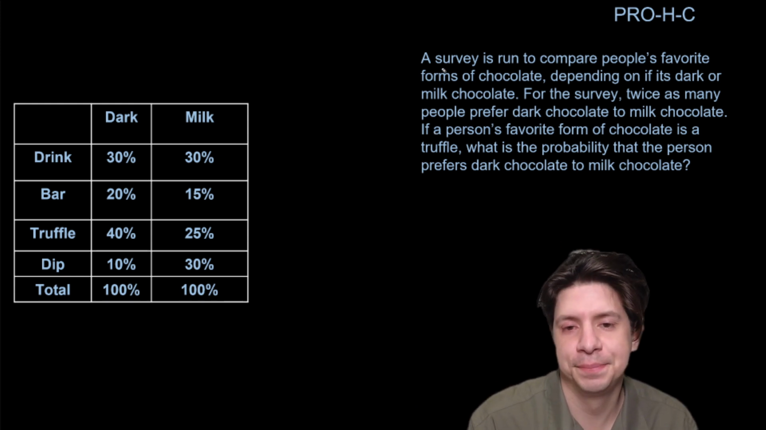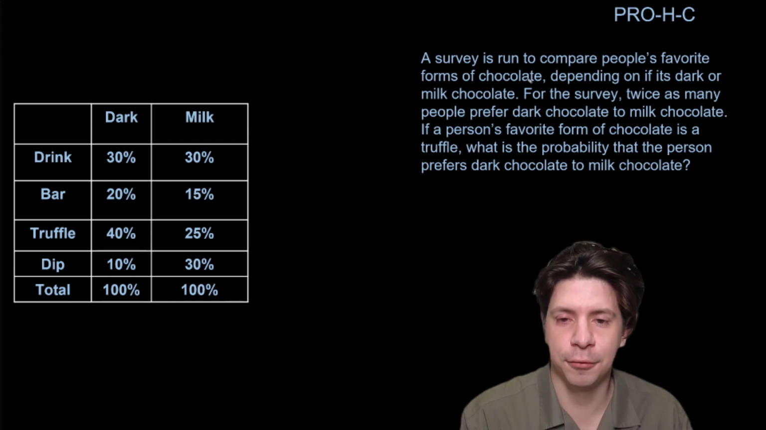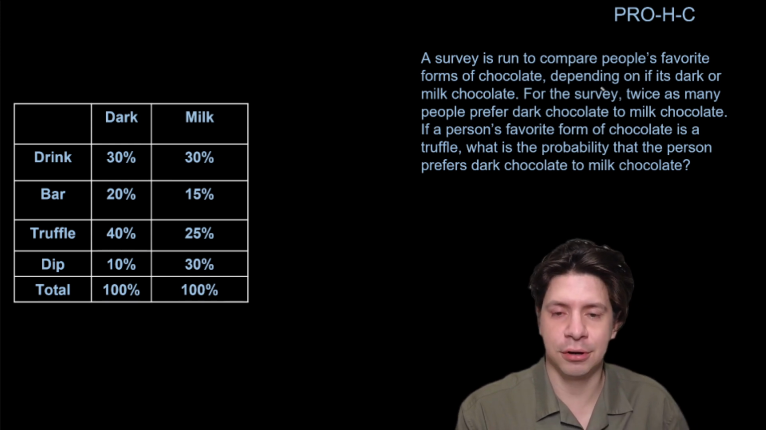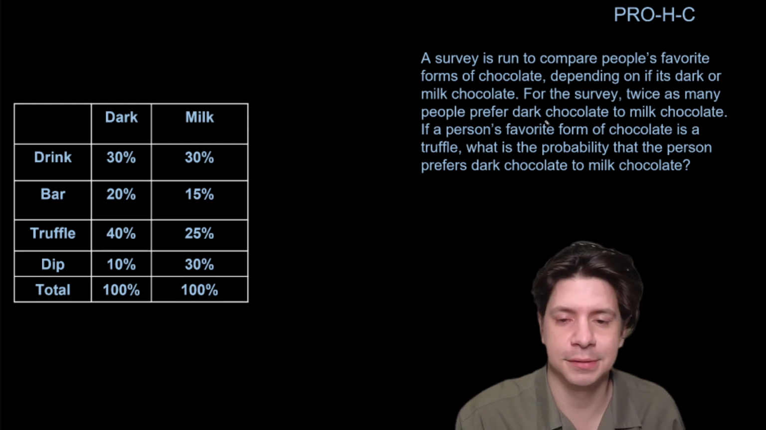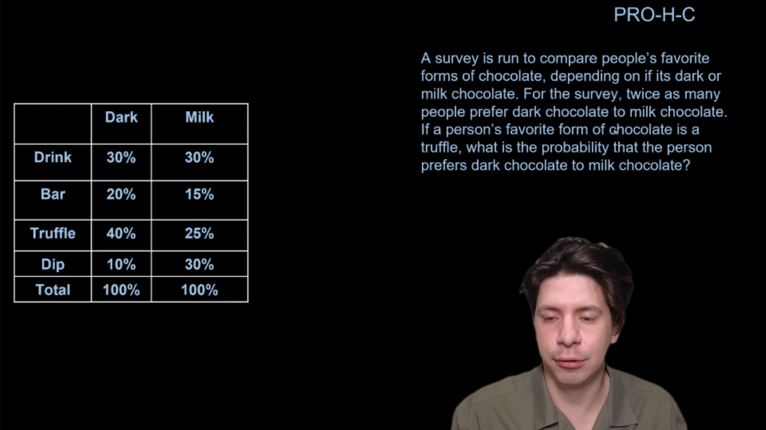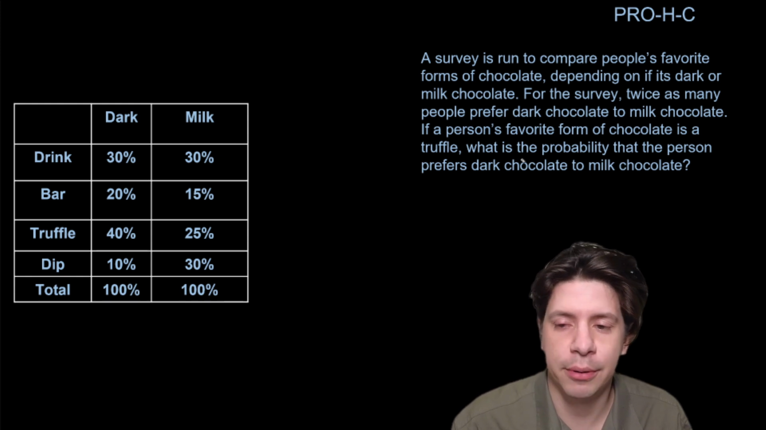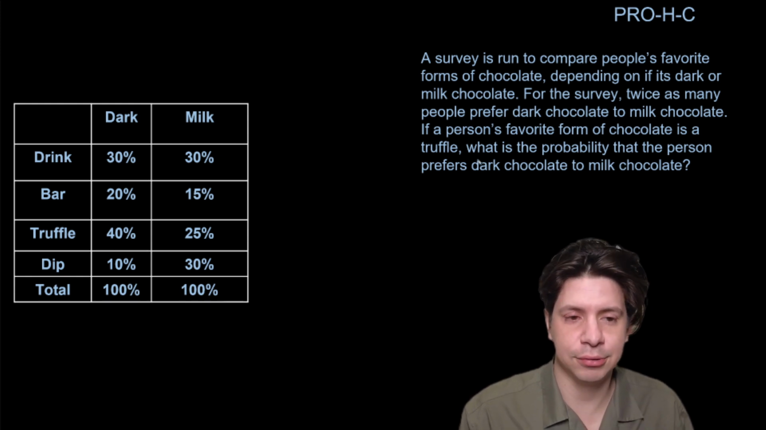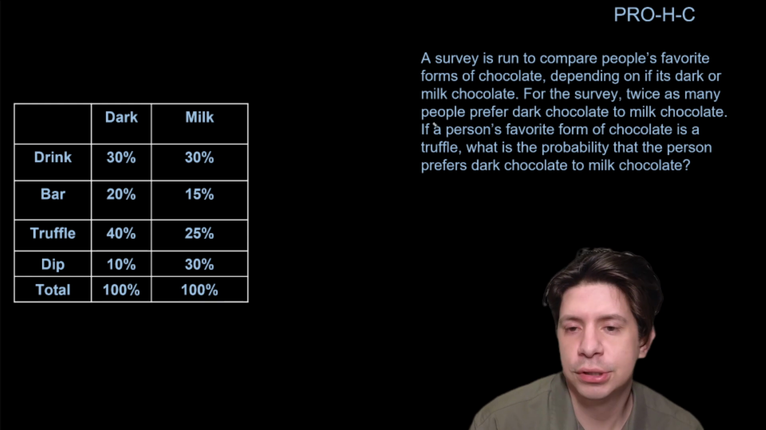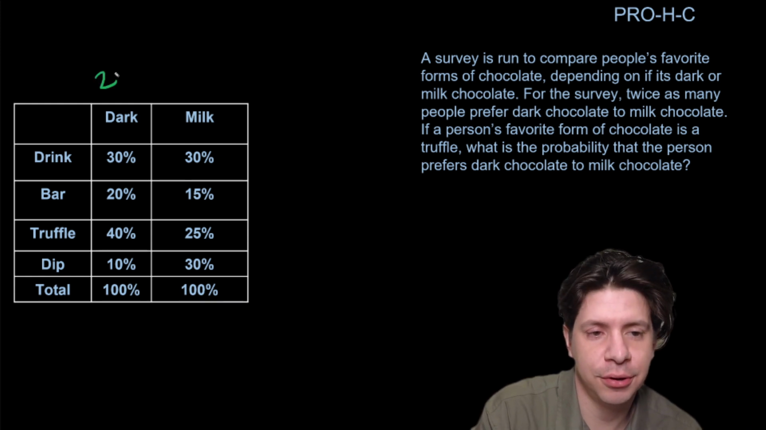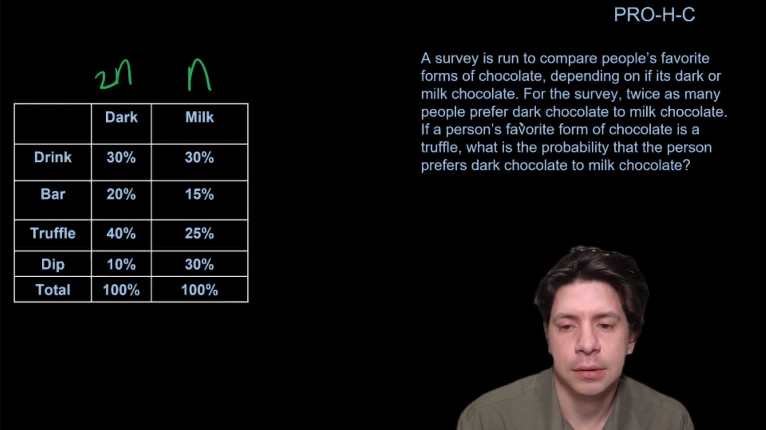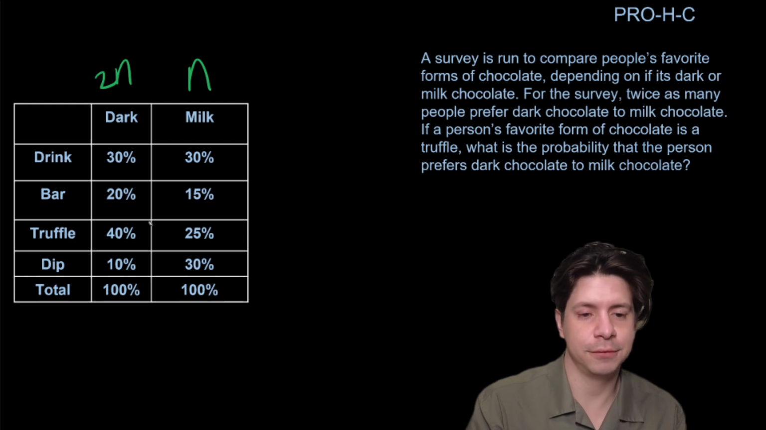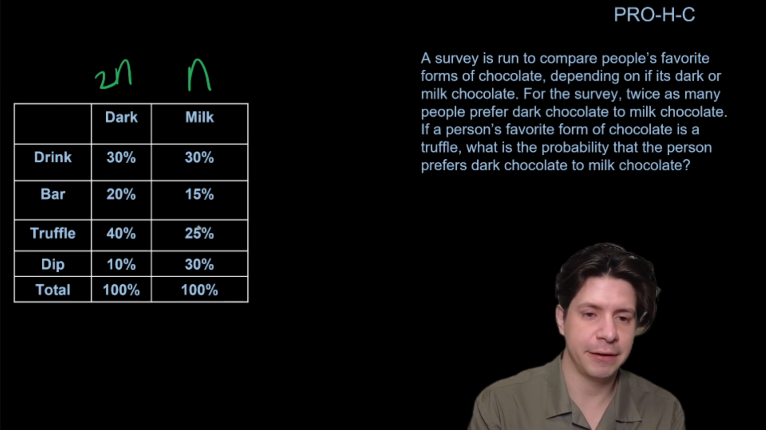A survey is run to compare people's favorite forms of chocolate, depending on if it's dark or milk chocolate. For the survey, twice as many people prefer dark chocolate to milk chocolate. If a person's favorite form of chocolate is a truffle, what is the probability that the person prefers dark chocolate to milk chocolate? So we're told that twice as many people prefer dark chocolate, so we'll call this 2n, and this is n, right? So the probability that the person prefers dark chocolate to milk if a person's favorite form of chocolate is truffle. So here it's 40, and this is 25%.